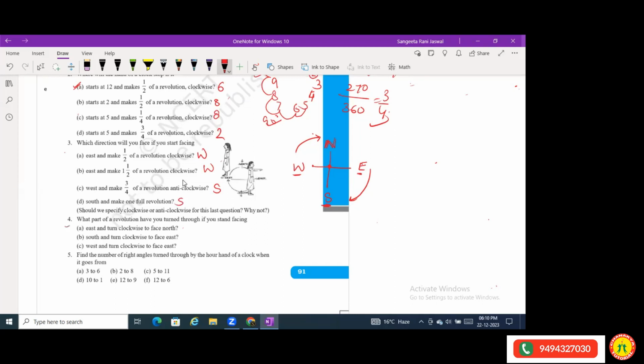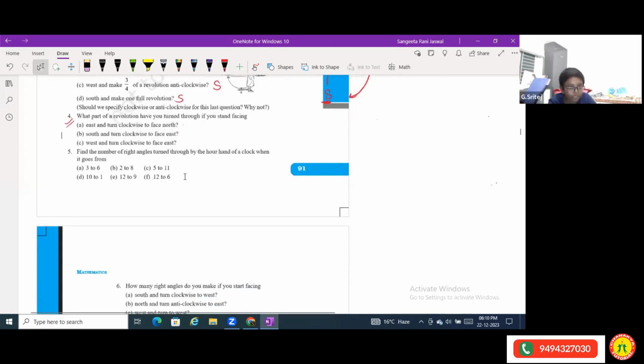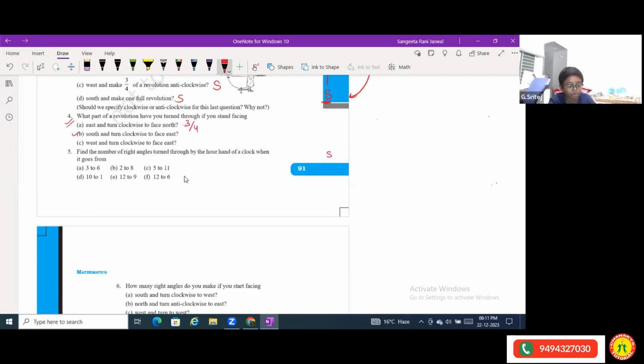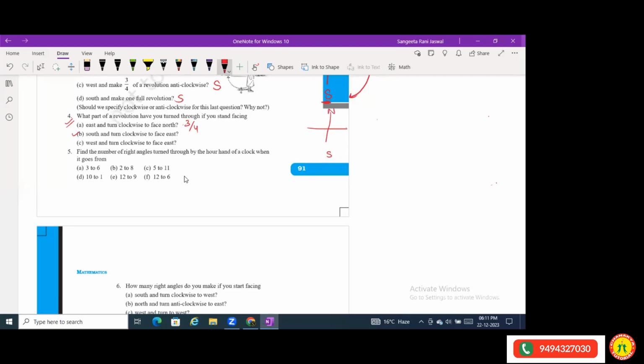Okay, now what part of a revolution? Question number four. What part of a revolution have you turned through if you stand facing east and turn clockwise to face north? Now, how much part have you moved? Ma'am, 3/4. Yes, 3/4, in a clockwise direction. Okay, next: you are facing towards south and turn clockwise to face east. Your face is towards the south. 3/4. Let others also answer. Others also please give your answers. Your face is towards east and you turn clockwise to face east. So when you reach east, how much fraction have you covered?